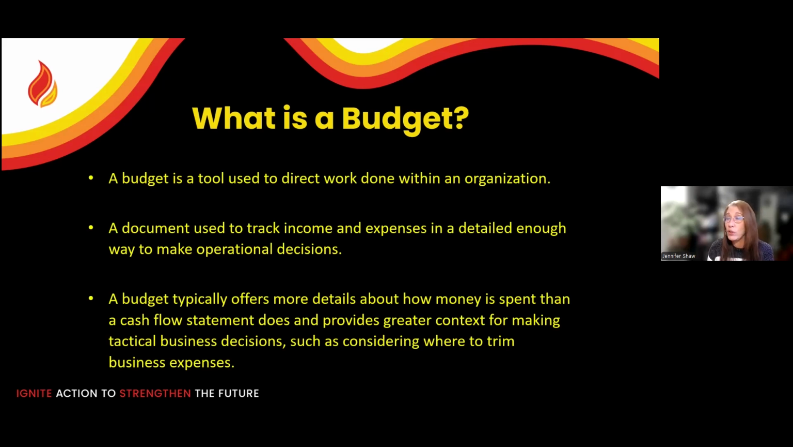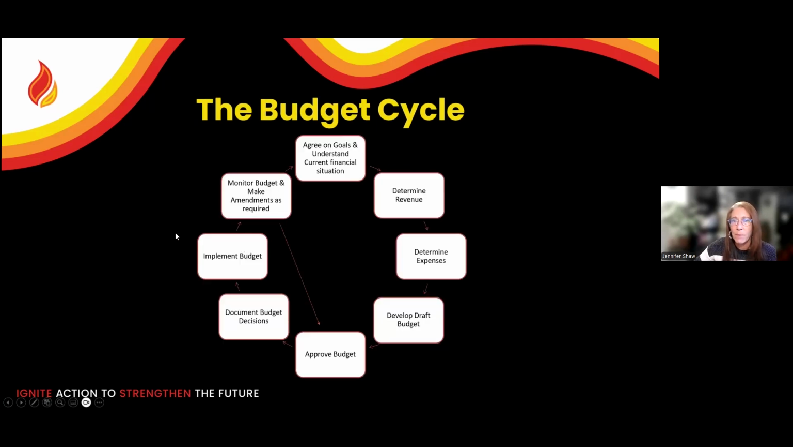It's a tool used to direct work within an organization. It's used to track income and expenses in a detailed enough way to make good operational decisions. And a budget typically offers more detail on how money is spent than a cash flow statement does. And it provides greater context for making tactical business decisions.